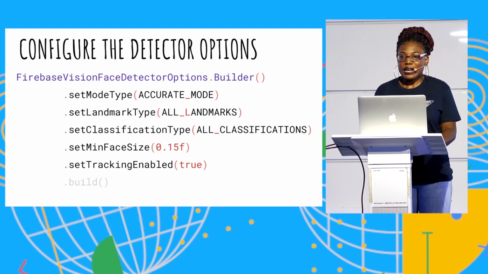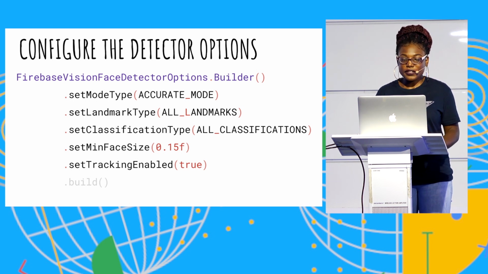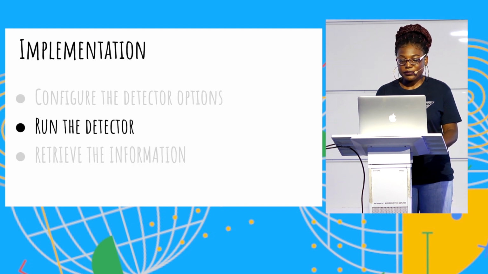If you know apps like Snapchat that have stickers following you around when you move your face on the screen, that is also possible with ML Kit. And then after specifying all these options, we call the build method, and our detector is ready for use.